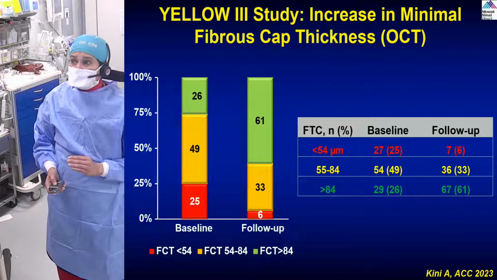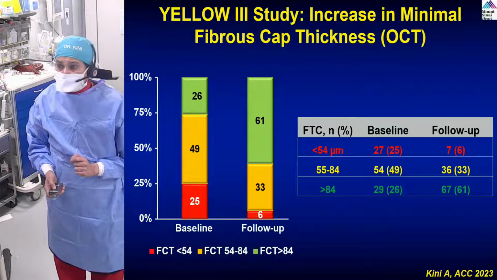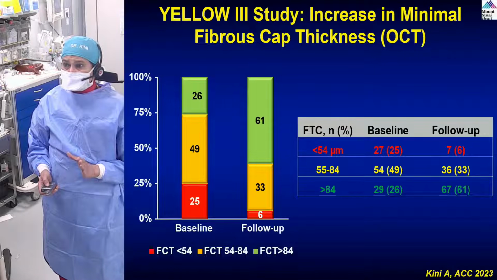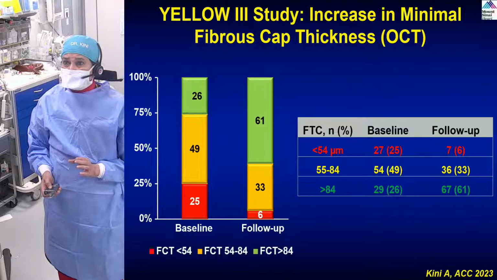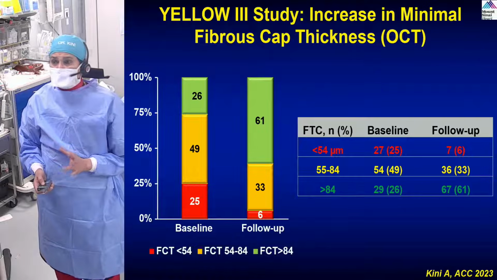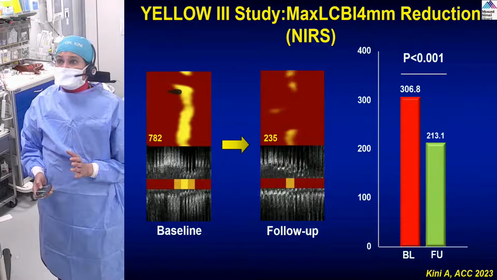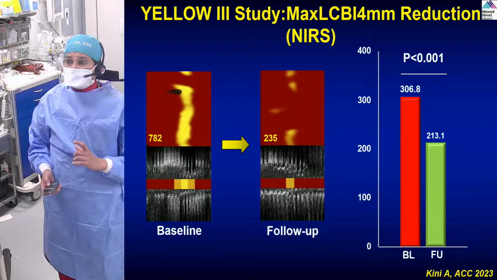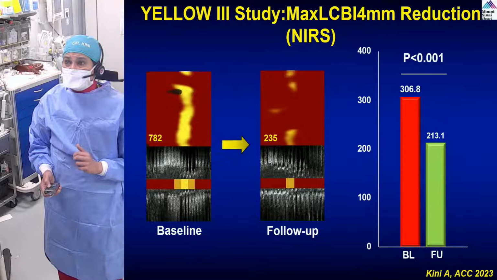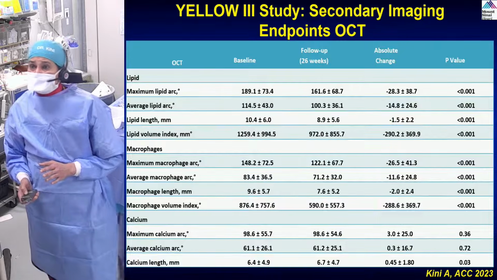When we looked at fibrous cap thickness based on other parameters, using a strict criterion of baseline fibrous cap thickness greater than 84, which was about 26% at baseline, even with that strict criterion, we saw improvement in the fibrous cap thickness at follow-up in these patients. This is a NIRS chemogram, where you just get a number: 782 decreased to 235, which means a significant change in the lipid.